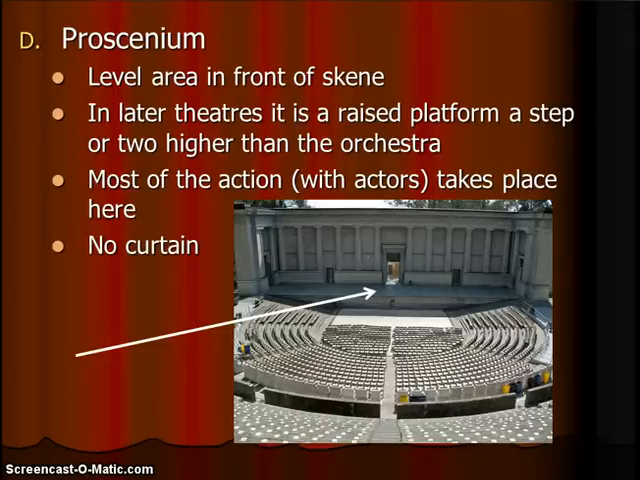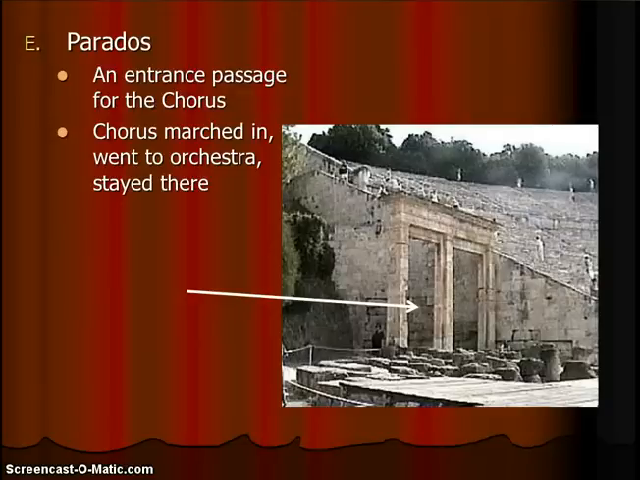The proscenium is the level area that's in front of the skene. In later theaters, it's a raised platform that's a step or 2 higher than the orchestra. Most of the action with the actors takes place here, and there is no curtain. As you can see, there is no curtain that runs across the front. The actors and actresses would all go in and out of the doors, and the main event of the play would take place right there on the front in the proscenium.